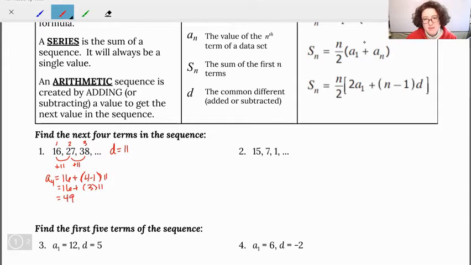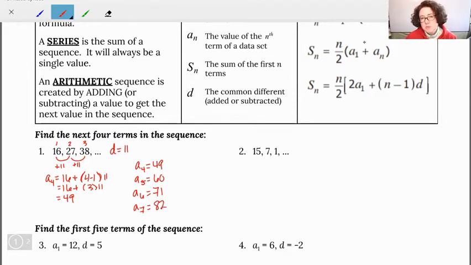Now, that seems like a lot of work to go through to figure out this value. So why don't I just use my common difference? Because if I'm only looking for 4 values, I don't have to go the long way around. Let's just add 11. So that means our a sub 4 was 49. So our next term, just add 11. So that would be 60. And then a sub 6, add 11, so 71. And then a sub 7 would be 82.